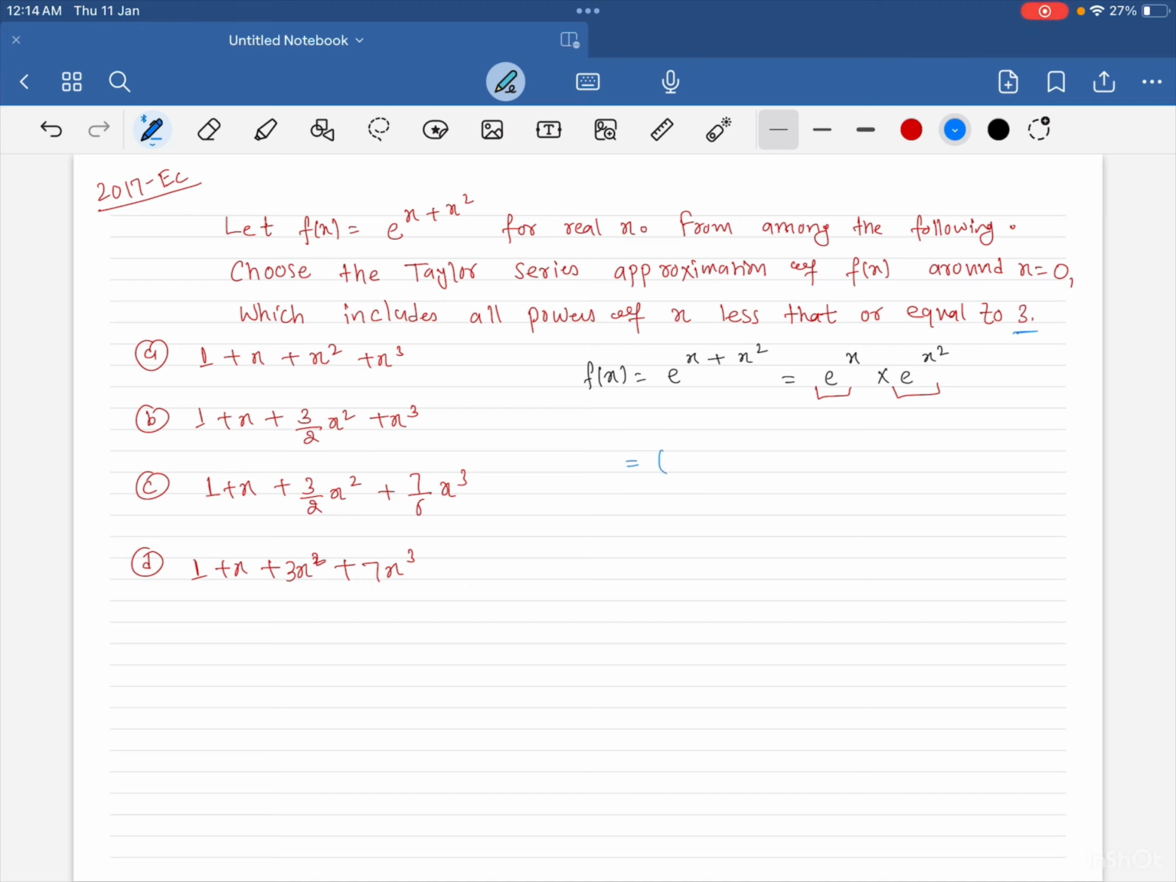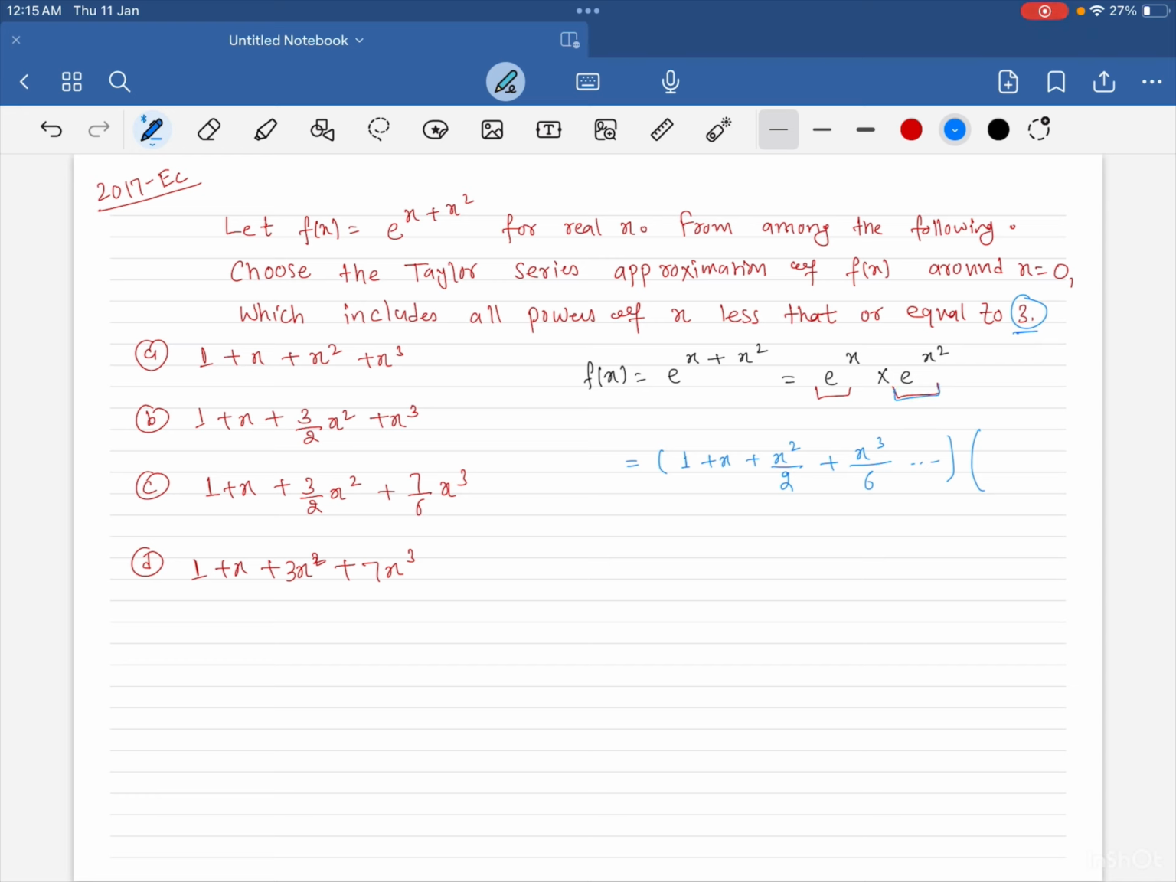So the expansion for e to the power x is 1 plus x plus x square divided by 2 factorial, that is 2, plus x cube divided by 3 factorial, that is 6, and so on. I'm not considering higher degree terms, because even if you consider x to the power 4, that is going to exceed, right? We have to consider up to the power of 3.